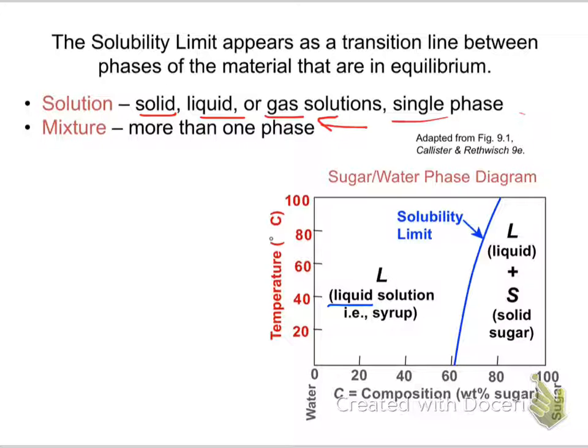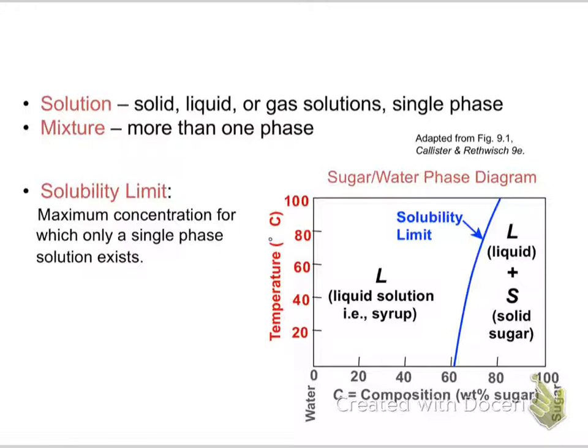But once we reach its maximum capacity to take sugar into the solution, it will be what we call saturated, and then the remaining solid beyond what the maximum value is will remain as solid sugar. Once we move into this side of the phase diagram, we now have a mixture. We have two phases. We have a liquid phase and we have a solid sugar phase.